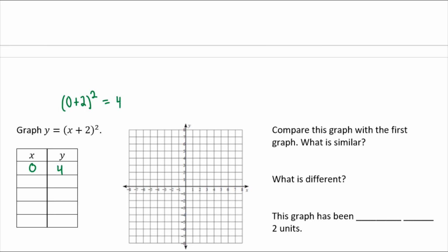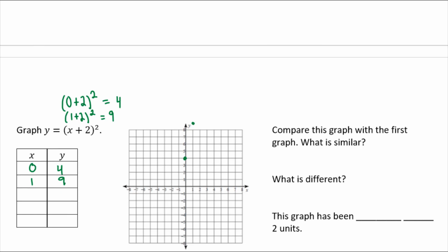And so far we don't really have a lot of information about what's happening here that might be different. So we need to keep going. Let's try plugging in 1. So 1 plus 2 squared equals, well, we got to do the 1 plus 2, which is 3, and then square it, and that gives us 9. So we've run into an issue. 9 does not fit on this graph, although I can pretend like it does.